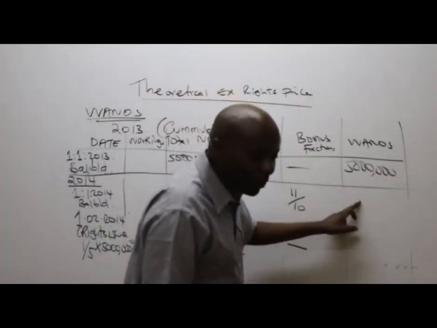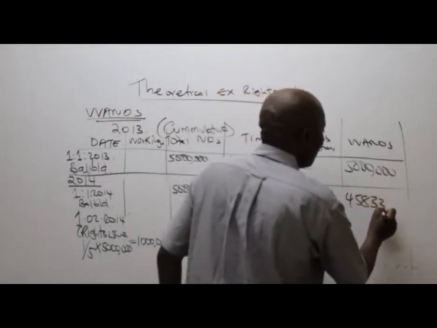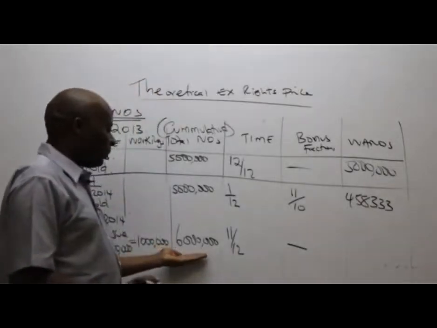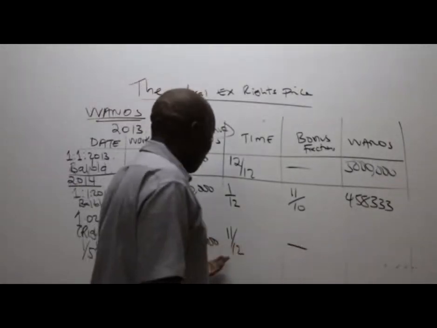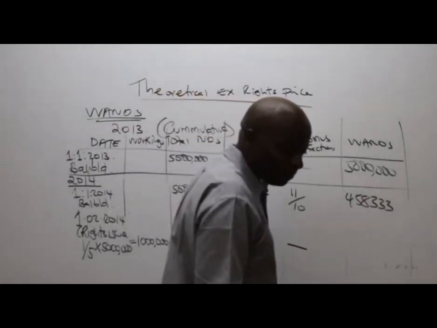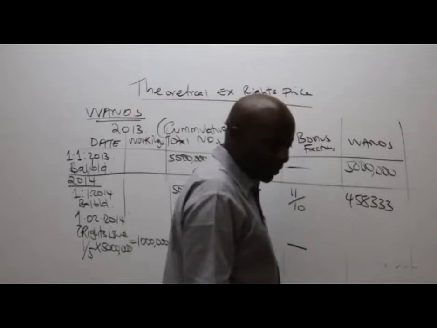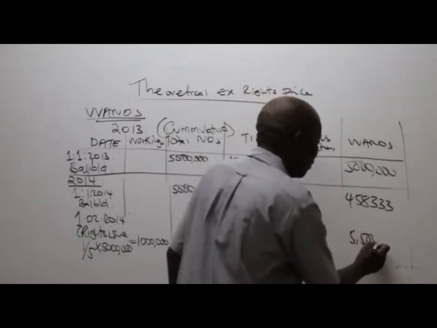So unaniambia mwalimu ni 458,3333. 458,3333 like that. How about the last one? The last one will be 6 million times 11 over 12 in a dash, of course. So it is 6 million times 11 over 12, which will give me 5 point what here, somebody? Obadia nasema ni 5.5 million, right? 5.5 million. Thank you, and thank you very much.